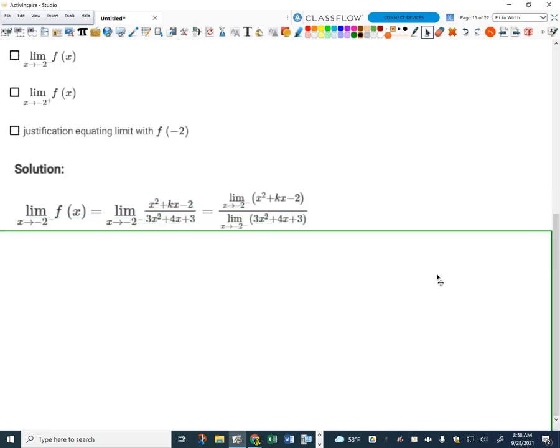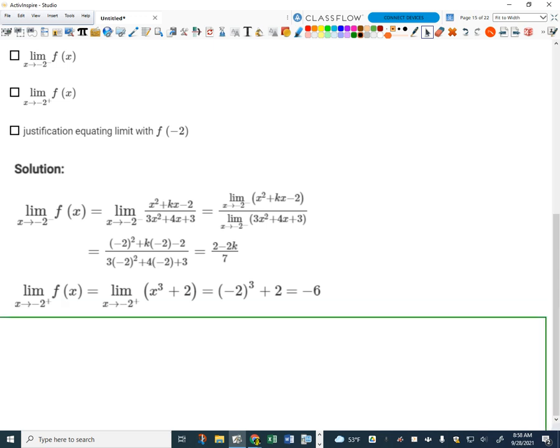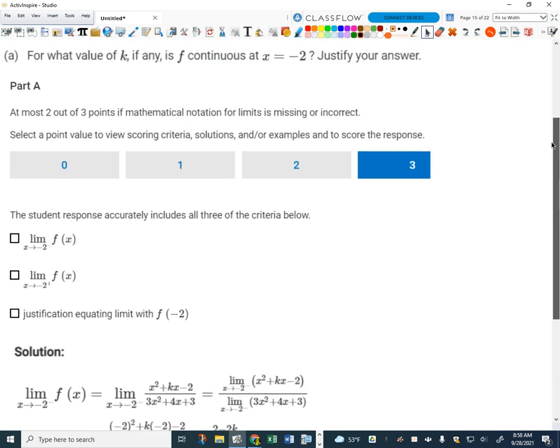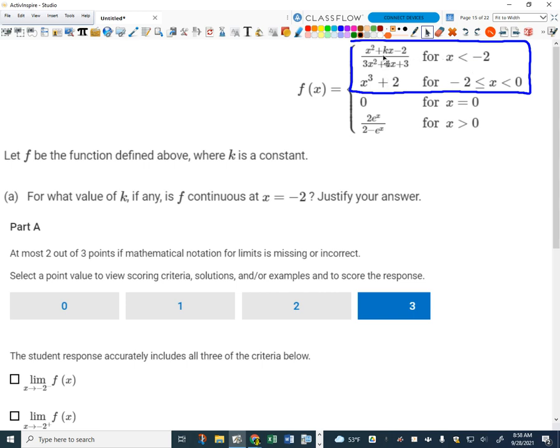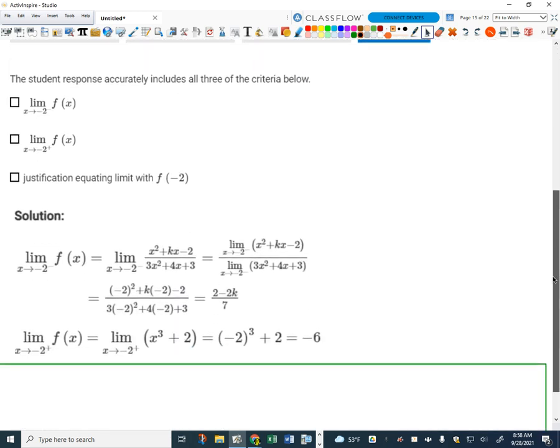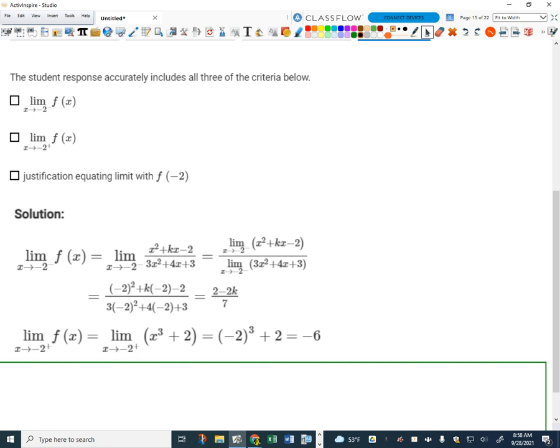So here's the solution then, and this makes sense, right? You have to show this notation. The limit of f of x as x approaches -2 from the left. If we're approaching from the left, that's going to be that top piece, isn't it? So as x approaches -2 from the left, we're just going to evaluate this thing directly. We're going to plug in -2 for all the x's. And what we're left with then, all the x's disappear, and we're left with some expression involving k's, right? Bottom just gives us 7. Top ends up giving us 2 minus 2k. So there's the limit as we approach -2 from the left.